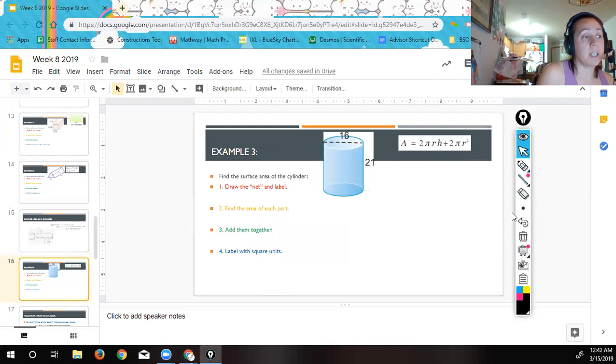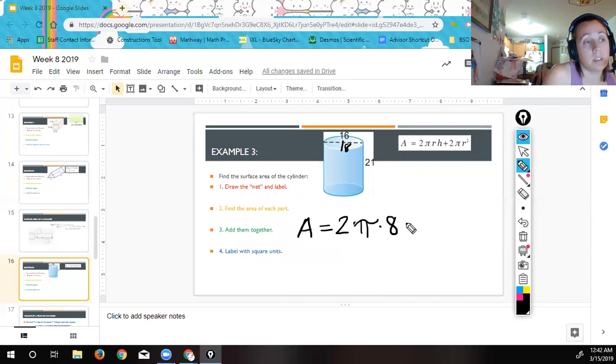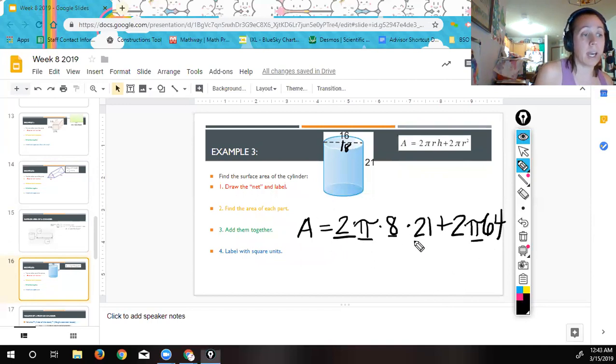Okay, so I want to find the surface area of this cylinder. First thing is I need a radius, not a diameter, so it's going to be 8. So I'm just going to follow the formula. 2 times pi times 8 times 21 plus 2 times pi times 8 squared, which is 64. And I'm going to simplify things down a little bit. I like to leave pi there until the end. So I'm going to multiply 2, 8, and 21.